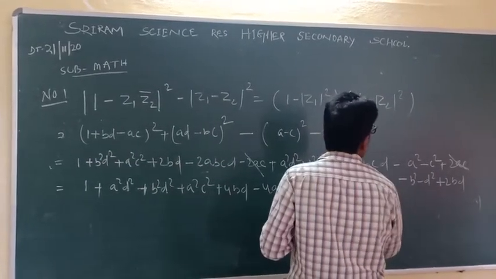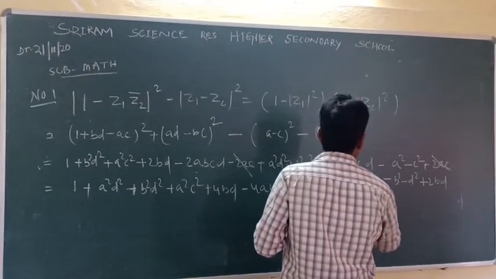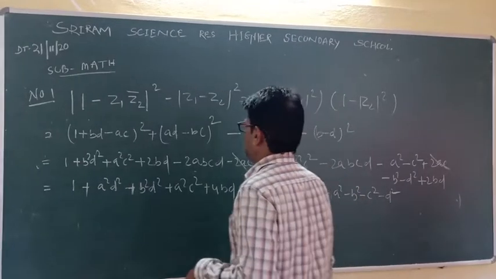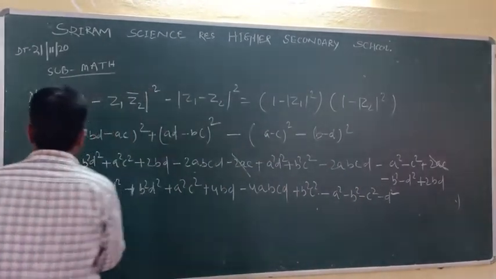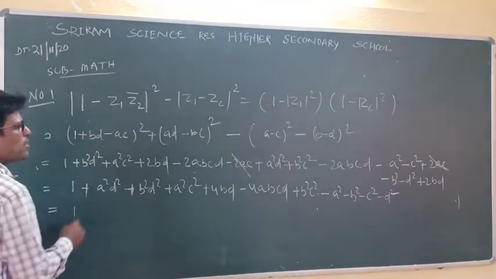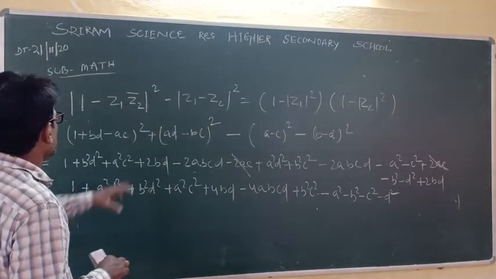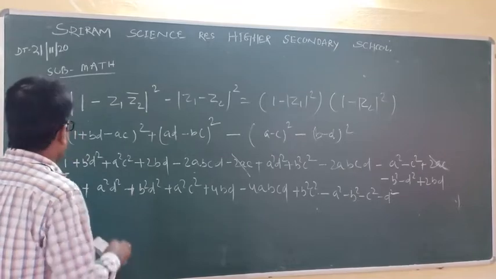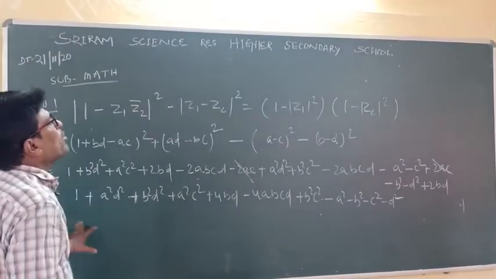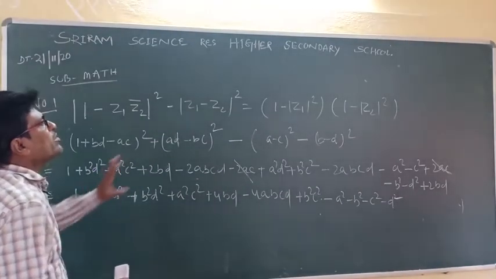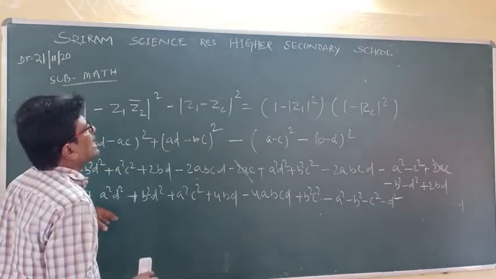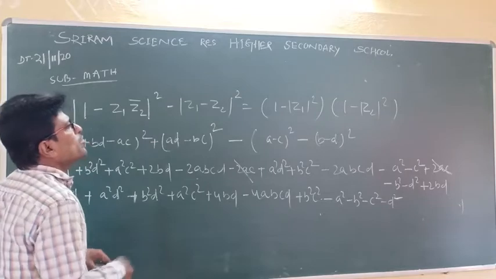And minus a square, minus b square, minus c square and minus d square. That becomes, you can write in this way also, 1 plus a square c square, b square d square, a square d square, b square c square. That is the value of LHS. Then you have done the LHS, you keep this place, and then you can use the value of RHS.